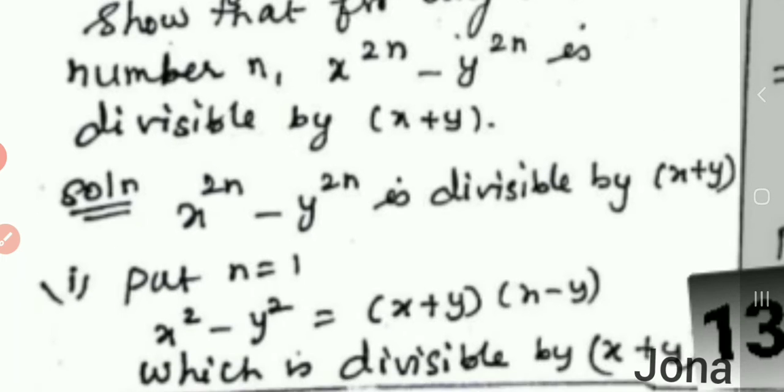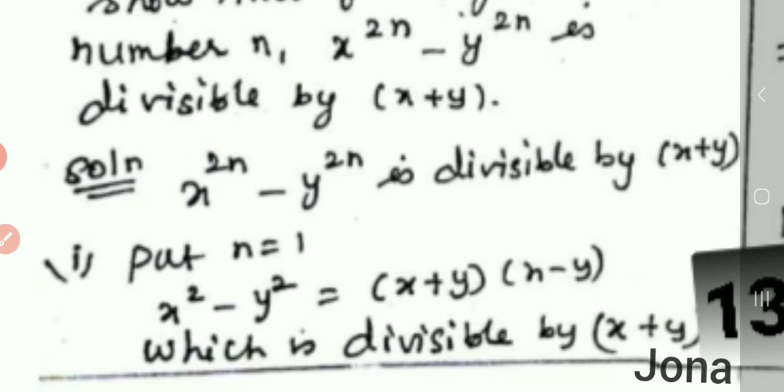And then the first step is put n equal to 1. So instead of n equal to 1, we have x square minus y square equal to x plus y into x minus y, that is a square minus b square formula. Which is divisible by x plus y here. This is the multiple of x plus y. So we can conclude this is divisible by x plus y. Therefore P of 1 is true.